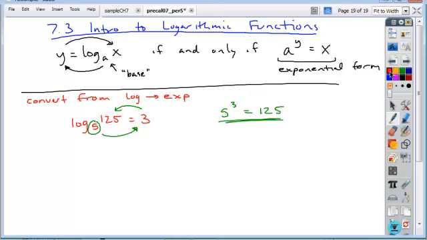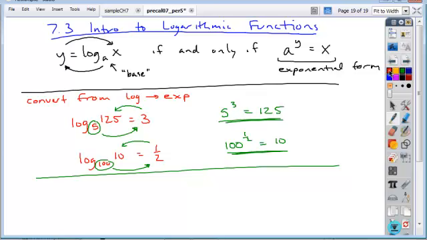Let's take one more example. Let's say you take log base 100 of 10 is equal to 1/2, and I ask you to find the exponential form of this. I want you just to see if you can use this pattern. The base of your log is the base of your exponent, so 100 to the power of whatever's on its own side of the equation, 1/2, and that's going to equal the number inside your log, 10.